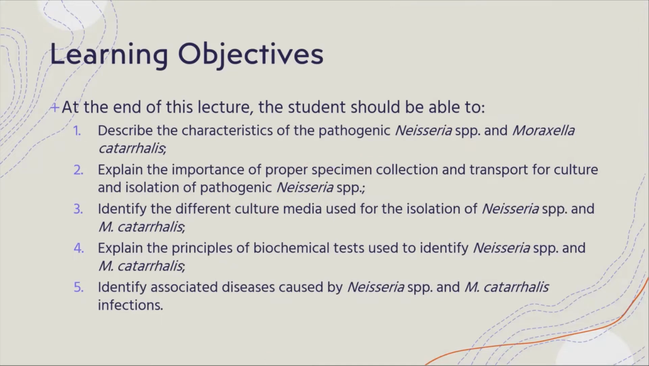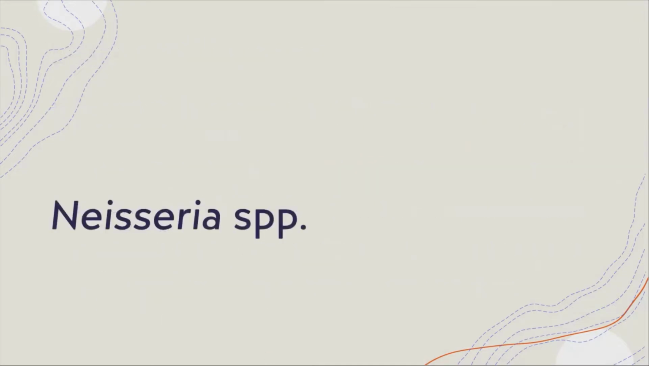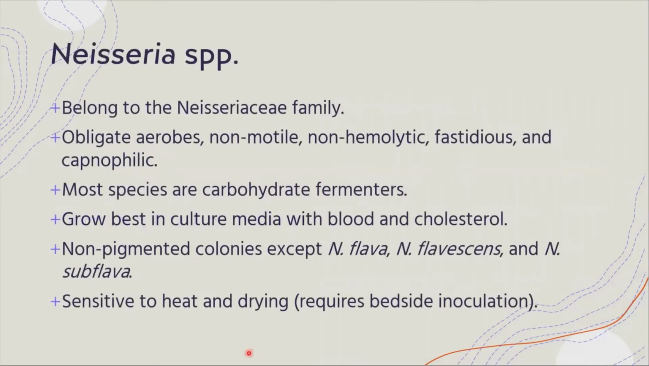So let's start with the Neisseria species. Neisseria species belong to the family Neisseriaceae. Organisms belonging to the genus Neisseria are obligate aerobes, non-motile, non-hemolytic, fastidious, and capnophilic.